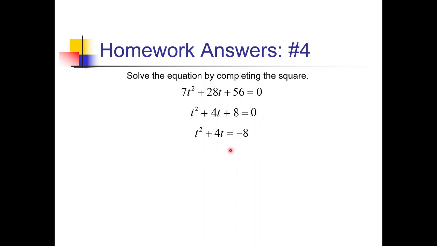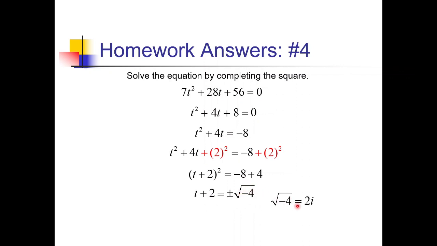Now for the actual completing the square step, I have to take half of my b value, that's half of this 4 here, so 2, and then square that and add that to both sides. The left side can now be factored into t plus 2 squared, and on the right side I've got negative 8 plus 4. Now I can square root both sides. On the left I have t plus 2, and on the right I have plus or minus the square root of negative 4. The square root of negative 4 is going to be 2i. So when I move this 2 over here, I'm going to have t equals negative 2 plus or minus 2i.